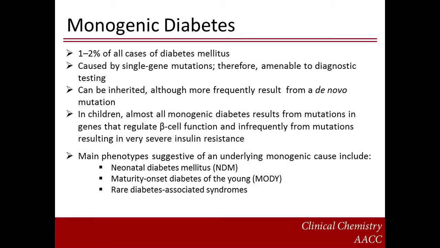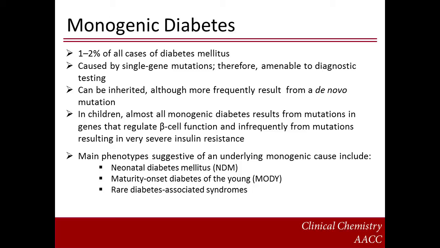Diabetes mellitus is an etiologically heterogeneous disorder. The most common forms, type 1 and type 2 diabetes, are multifactorial, with variation in a number of genes together with non-genetic factors leading to disease. However, 1 to 2% of all cases result from mutation in a single gene, which are therefore amenable to diagnostic testing. Monogenic diabetes can be inherited, although the majority of the cases result from a de novo mutation.